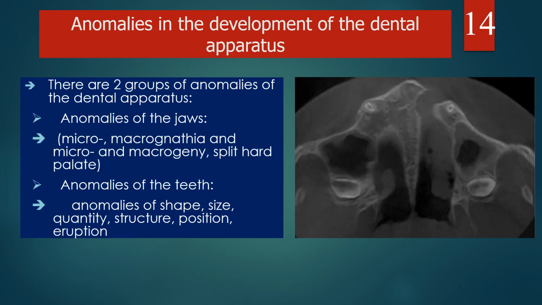Anomalies in the development of the dental apparatus. There are 2 groups of anomalies of the dental apparatus: anomalies of the jaws and anomalies of the teeth. Anomalies of the jaws: micro, macrognathia, and microgeny, split hard palate. Anomalies of the teeth can be anomalies of the shape, size, quantity, structure, position, and eruption.